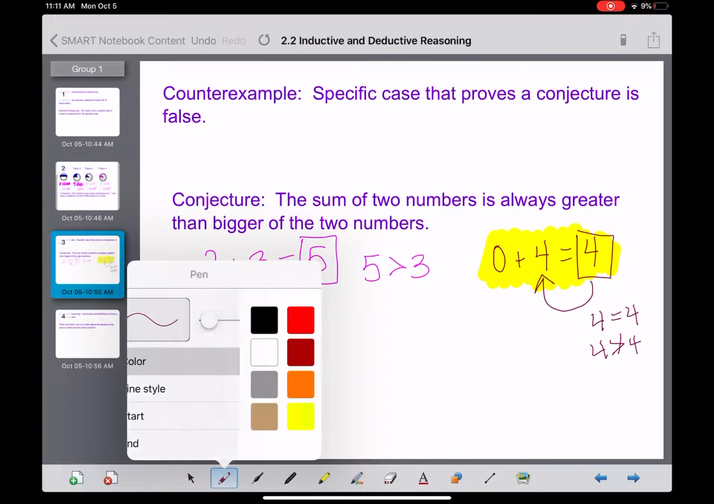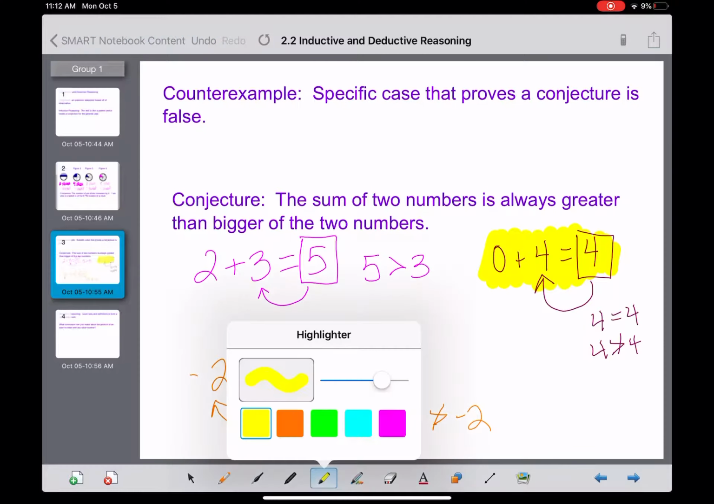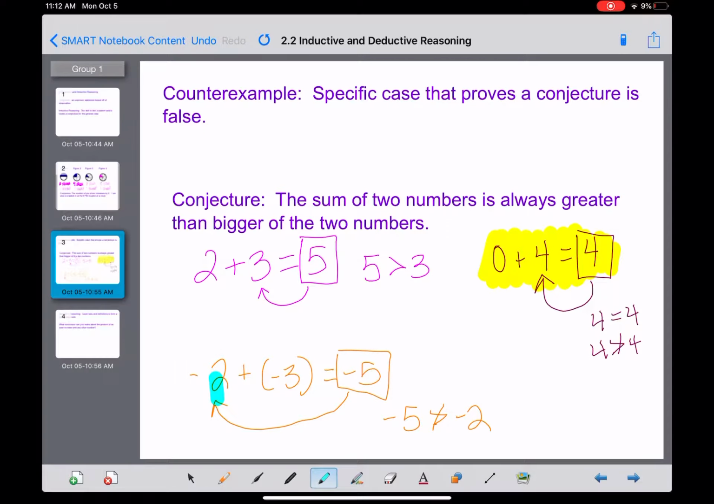Now, there are a ton of counterexamples that you could come up with to prove this conjecture false. You could have said -2 plus -3 equals -5. Then we're comparing -5 to -2. Well, the sum is -5, and that is not greater than the bigger of the two numbers, -2. So this would be a second counterexample to prove that the sum of two numbers is not always greater than the bigger of the two numbers.